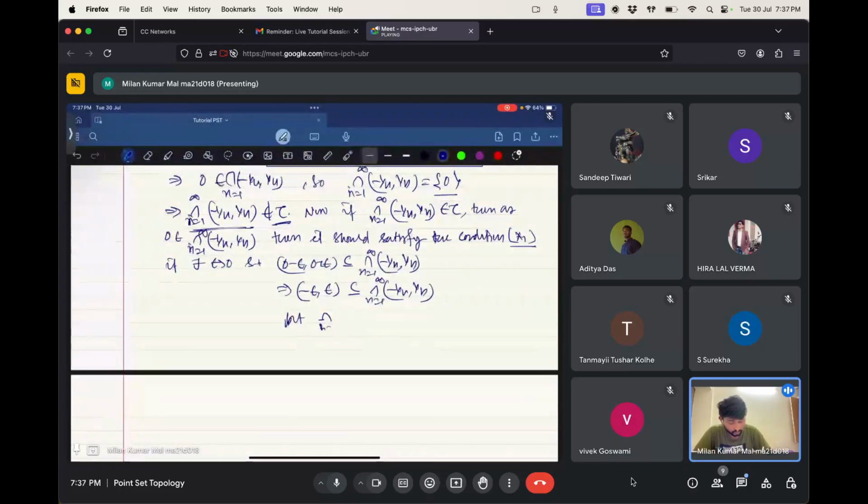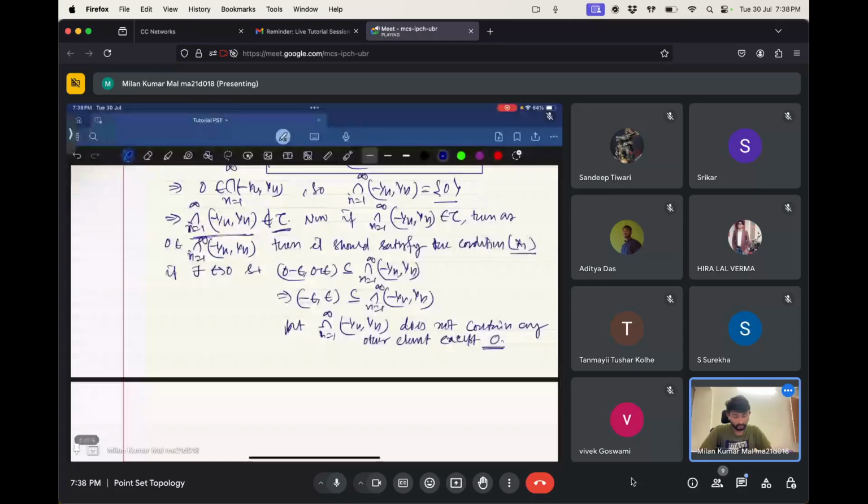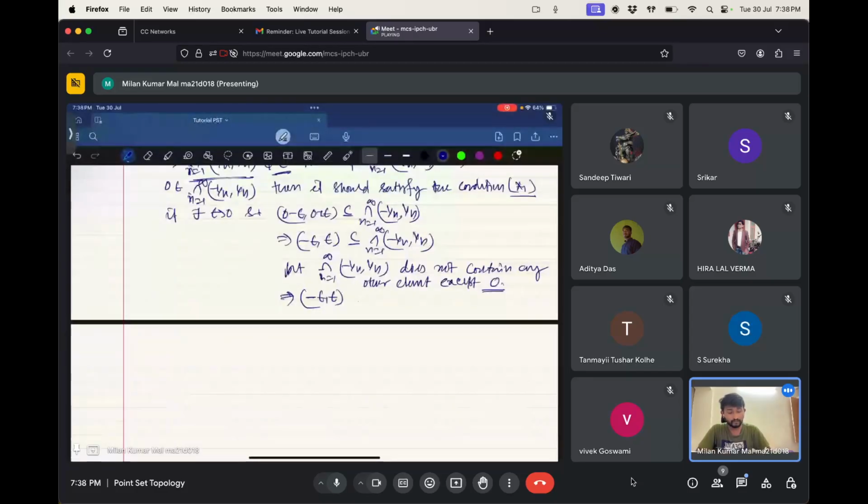The intersection of n equals 1 to infinity of minus 1 by n comma 1 by n does not contain any other element except 0, for a similar reason: if there is any positive element, then minus epsilon comma epsilon does not belong to the intersection. That implies that the intersection of n equals 1 to infinity of minus 1 by n comma 1 by n does not belong to tau. Why does this not belong? Because minus epsilon comma epsilon contains elements other than 0. Clear? Obviously this contains elements other than 0. Okay, clear?